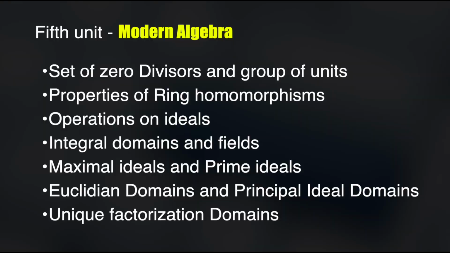The topics covered in Unit 5 are the set of zero divisors and group of units, properties of ring homomorphisms, operations on ideals, integral domains and fields, maximal ideals and prime ideals, Euclidean domains and principal ideal domains, unique factorization domains.